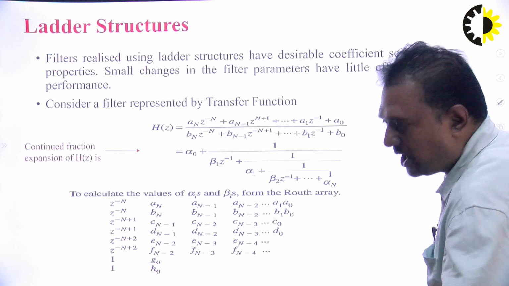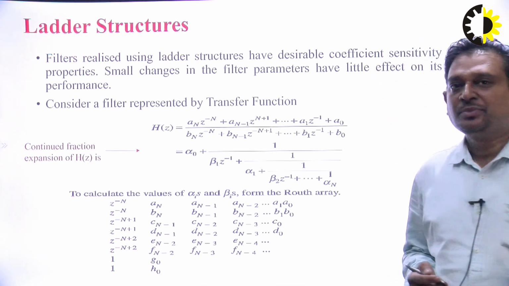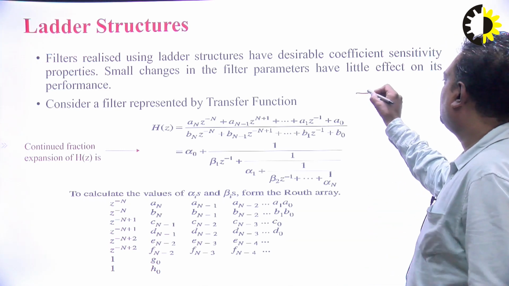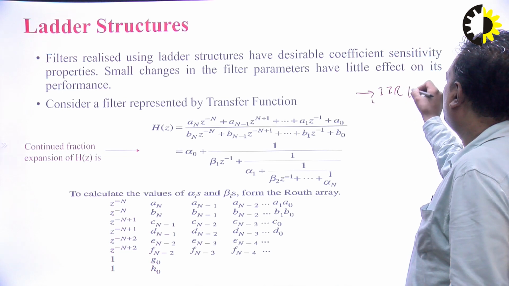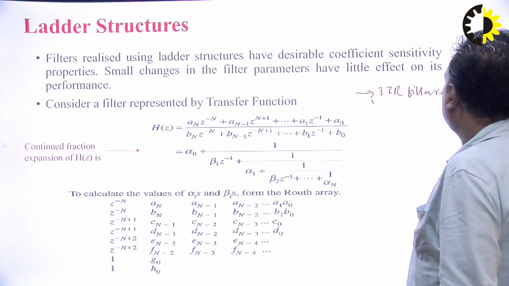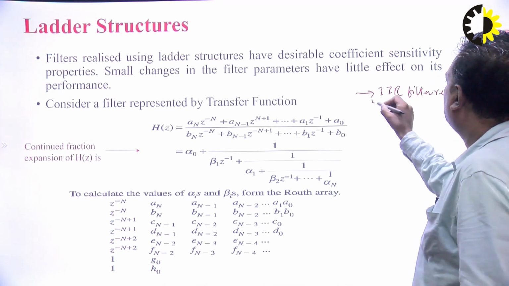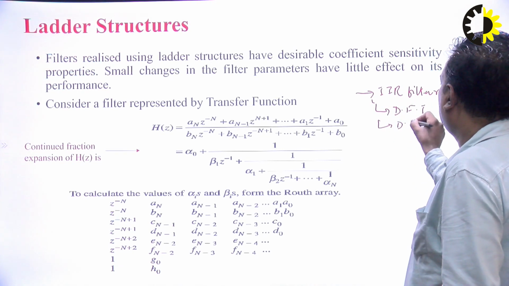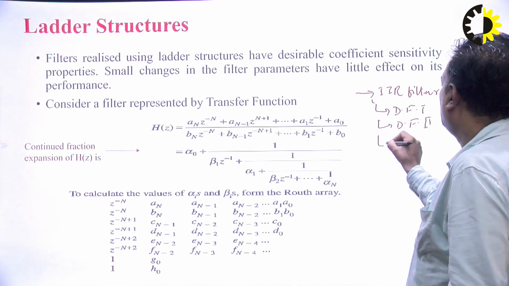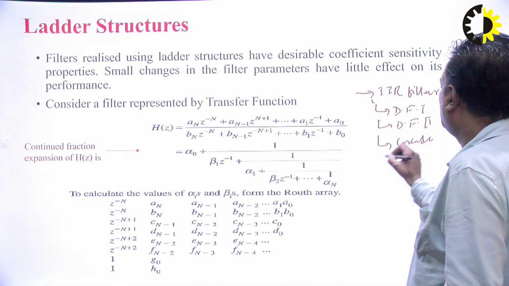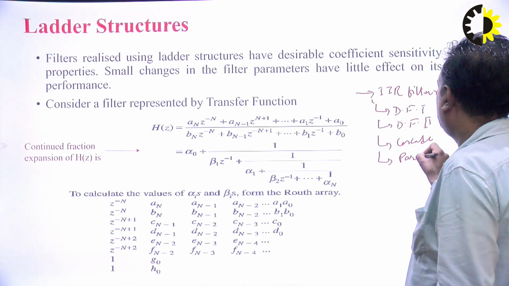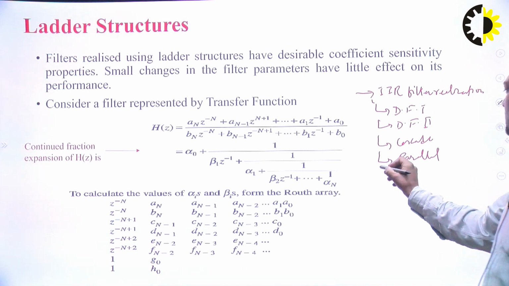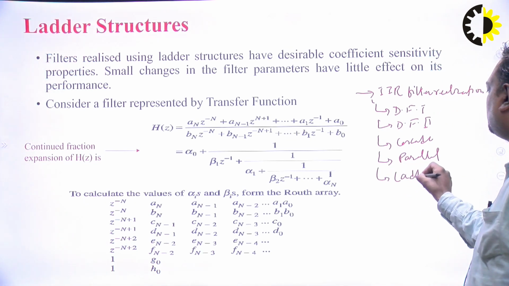Before starting the ladder structure realization, I'll discuss IIR filter realization. In IIR filter realization, you will see there are many methods like direct form 1, direct form 2, cascade, and parallel. All these are realization techniques. Another one is the ladder structure that we are going to study.